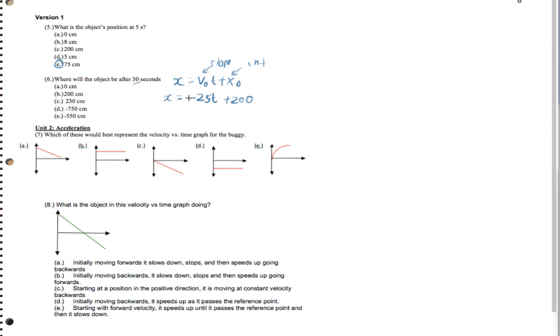So we want to know where we're going to be after 30 seconds. We plug in the number. x is negative 25 times 30 plus 200. And when we actually work that out, it's going to be negative 550 centimeters. So in the next problem, we'll take a look at problems 7 through 14.